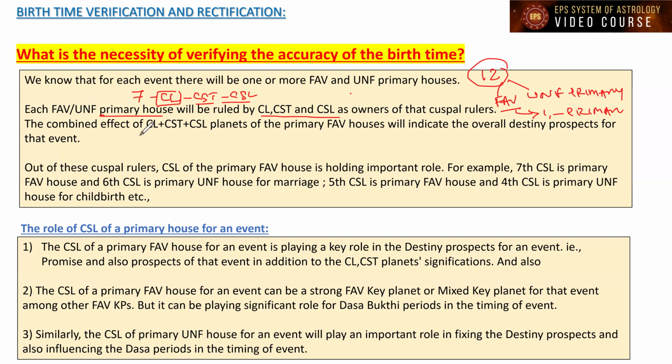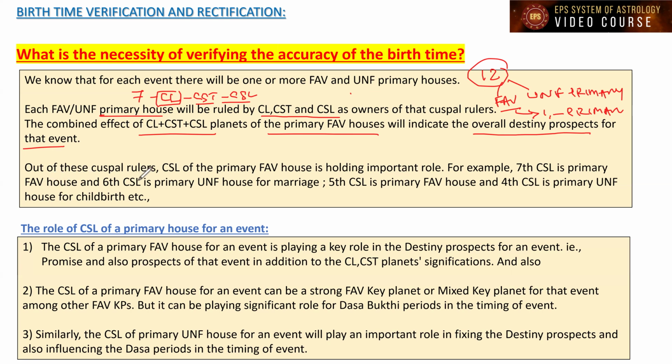The combined effect of the cuspal lord, cuspal star lord, and cuspal sublord, the planets of the primary favorable house, will indicate the overall destiny prospects of the particular event. To know the 7th house matters, the marriage prospects, we should study the 7th lord, 7th star lord, and 7th sublord significations to know the overall destiny prospects of the event.